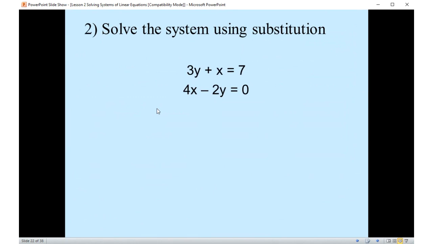Let's try this one. So pause the video, pick which equation you want to solve for one of the variables. Find the easiest one to solve for, and then substitute it into the second equation. Solve it, get one of your variables, plug it back in to get the other one, and then you've got the spot where they cross.